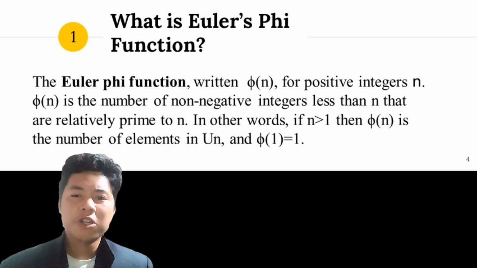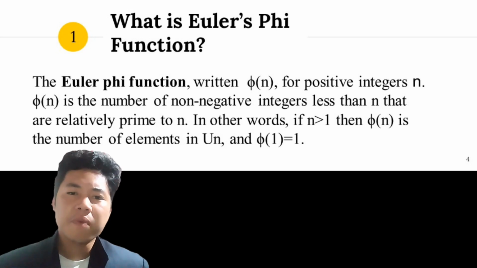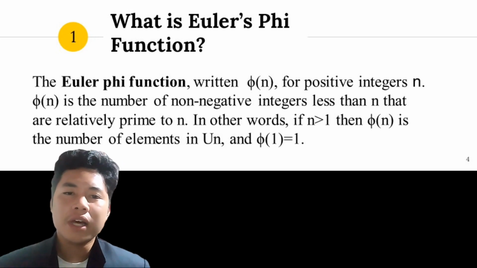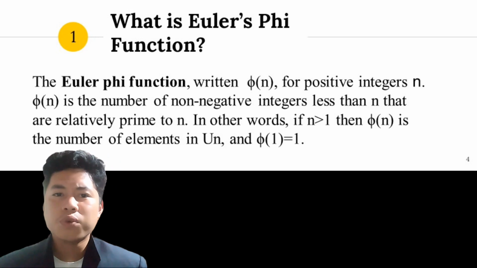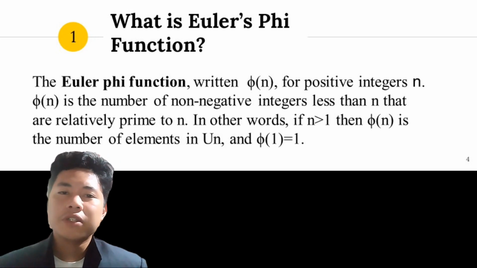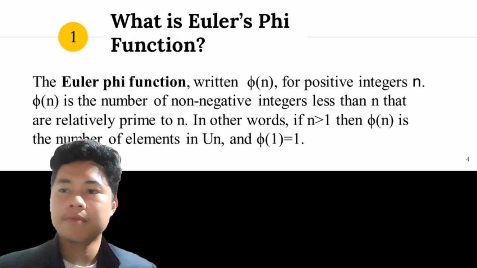So what is the Euler Phi function? The Euler Phi function is written as phi of n for positive integer n. Phi of n is the number of non-negative integers less than n that are relatively prime to n. In other words, if n is greater than 1, then phi of n is the number of elements in U sub n, and phi of 1 is equal to 1.